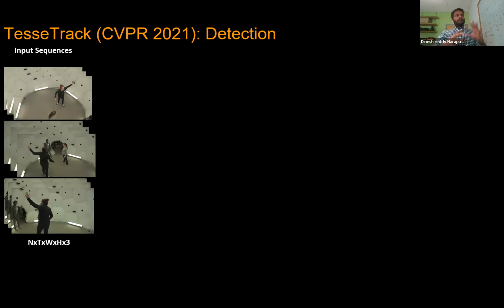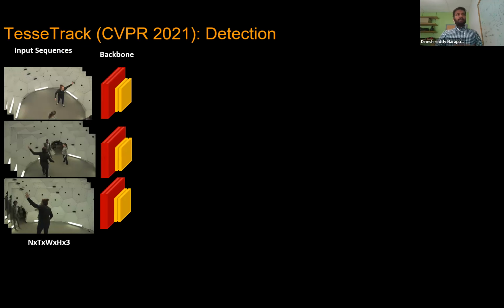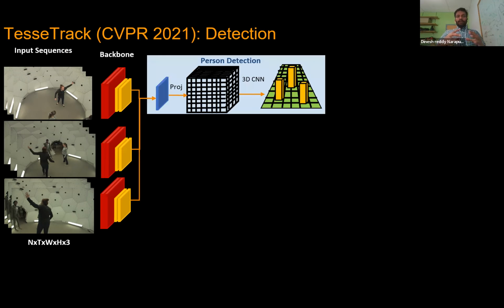So the first part is, given these input videos, we have a backbone, which is an HRNet, and then we convolve all this. We deconvolve these background detections into a 3D grid, which we call the person detection grid, and we run a 3D CNN on top of it to do detections of each person.